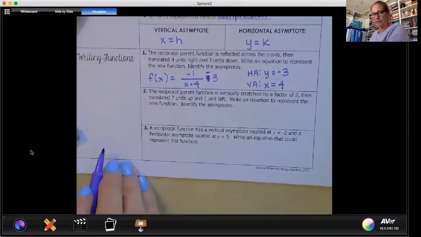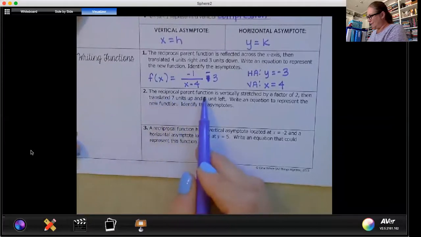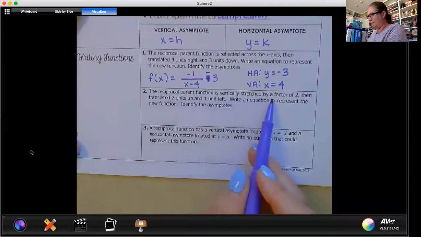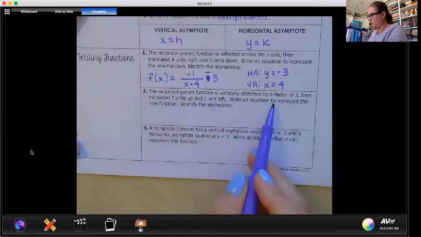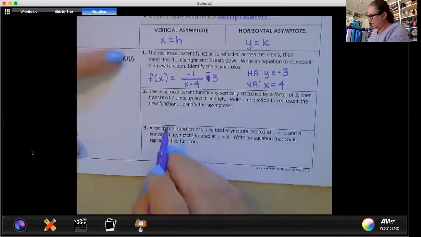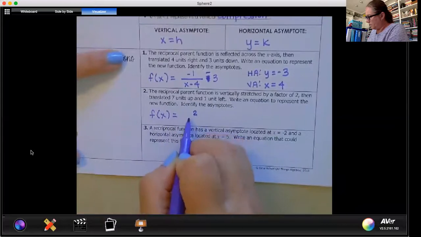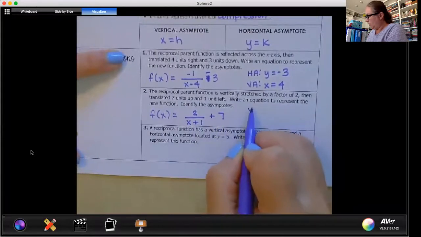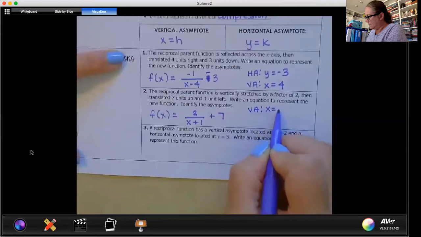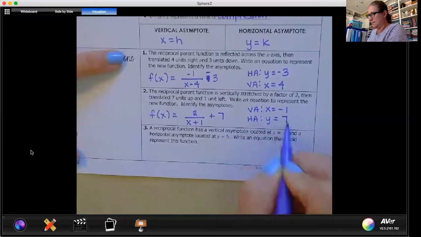The reciprocal parent function is vertically stretched by a factor of 2 and then translated 7 up and 1 left. Write an equation and then identify the asymptotes. So it's stretched by a factor of 2, and it is translated 1 left and 7 up. So your vertical asymptote is x equals -1, and your horizontal asymptote is y equals 7.